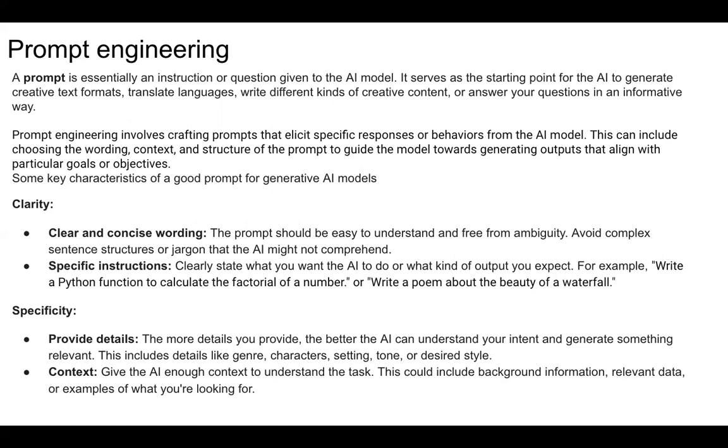Very specific instructions. So, say for example, write a Python code to calculate the factorial of a number. See, very specific. If you just say write a Python function, what is the function supposed to do? So very clear. See, you're saying it has to calculate the factorial of a number. Or write a poem about the beauty of a waterfall. So you're being very specific. You wanted to write a poem, but about what? About the beauty of a waterfall.